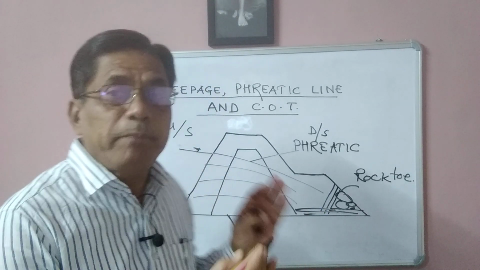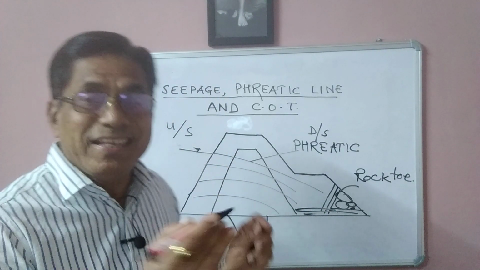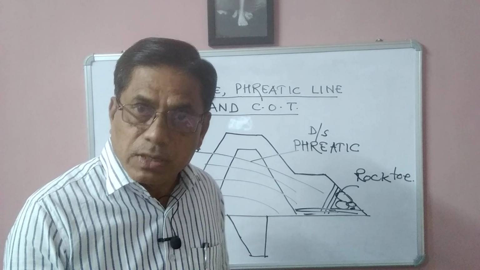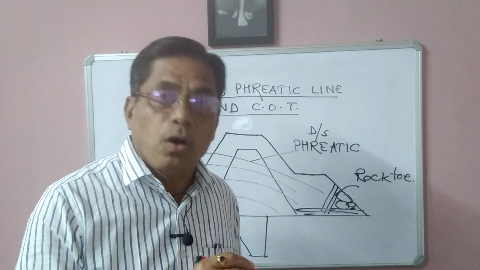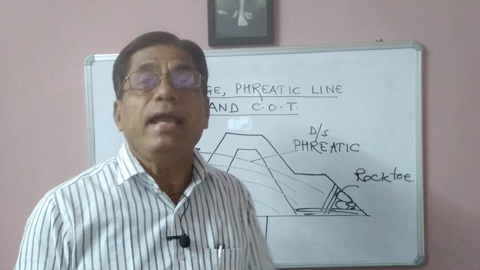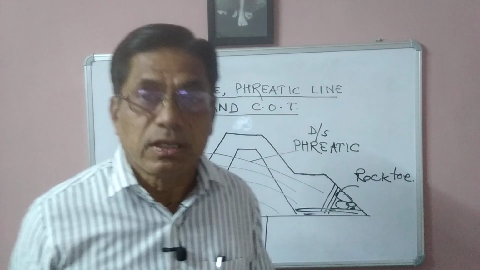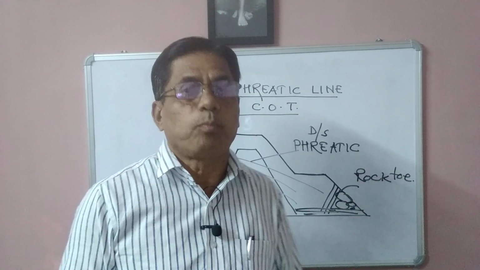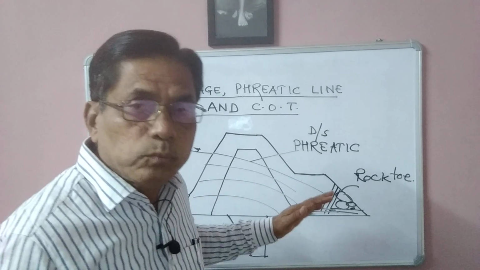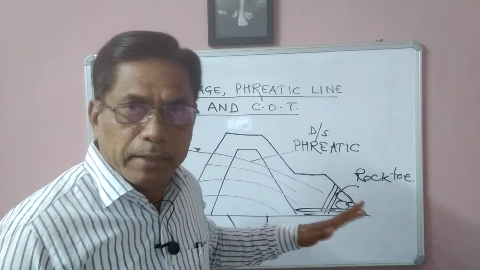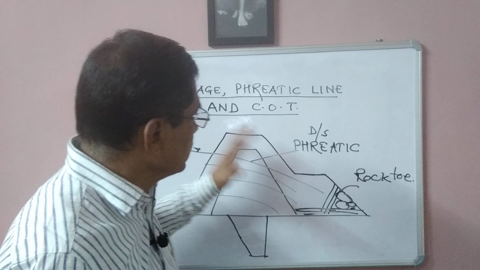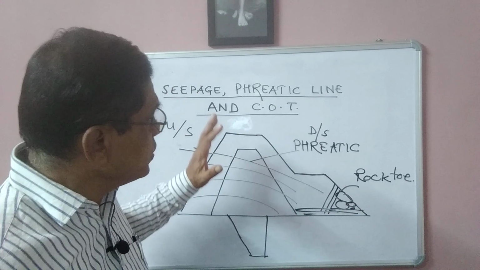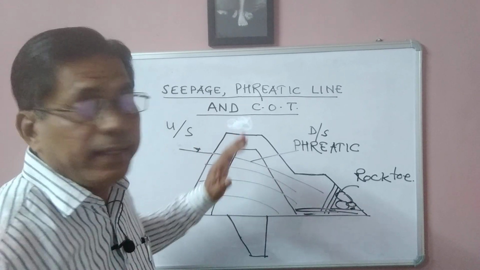And to keep the phreatic line within the dam section, it is necessary to provide rock toe as well as the filters. The filter may be a chimney filter or the horizontal filter, depending upon the soil characteristics. So depending upon the soil characteristics, you have to provide the suitable filter medium to drain the seepage water. So this is about the phreatic line.